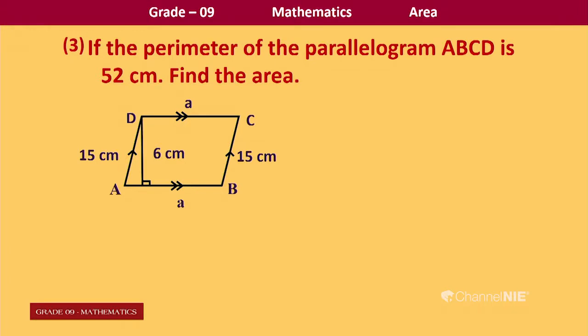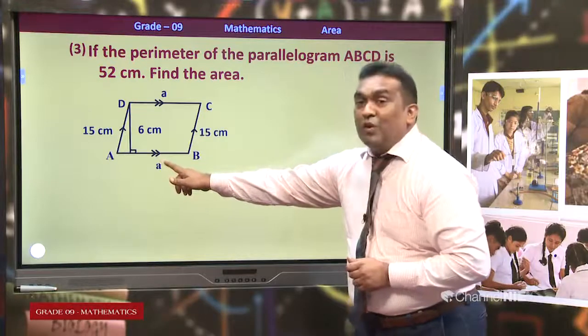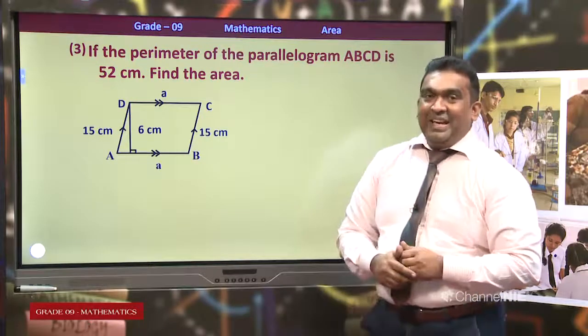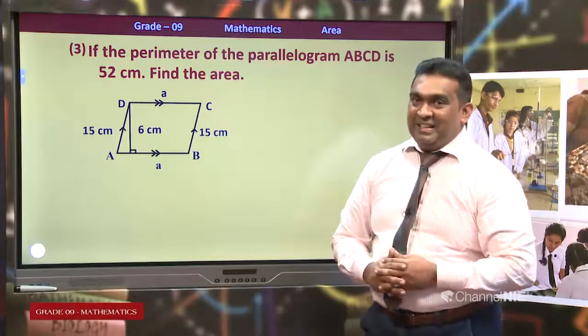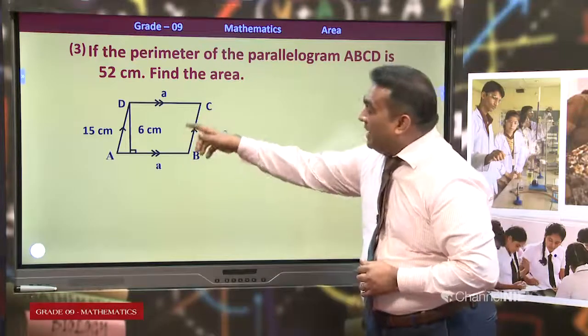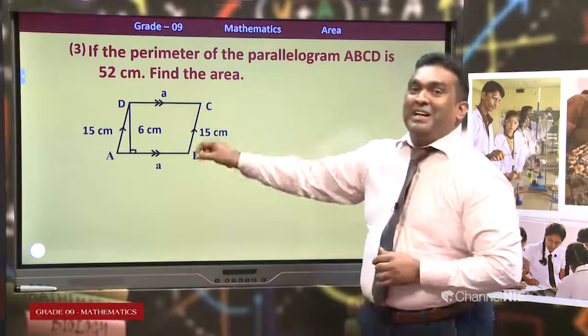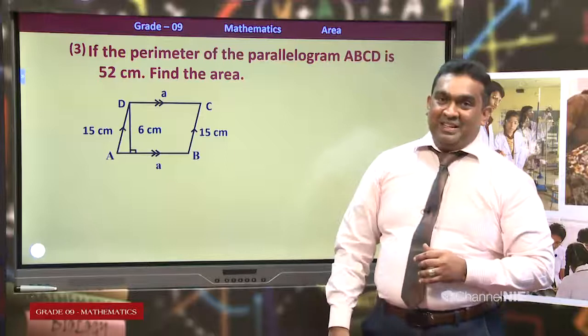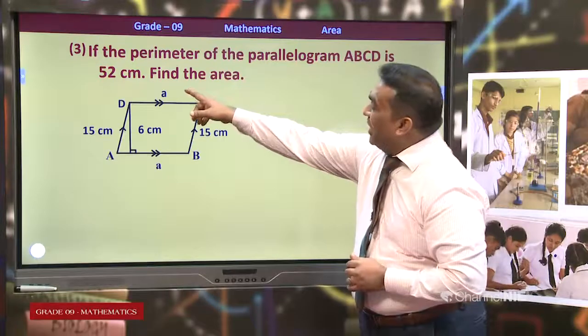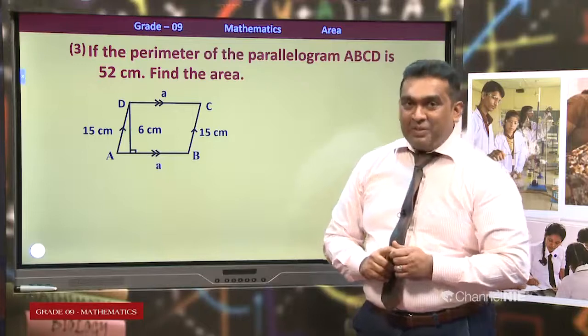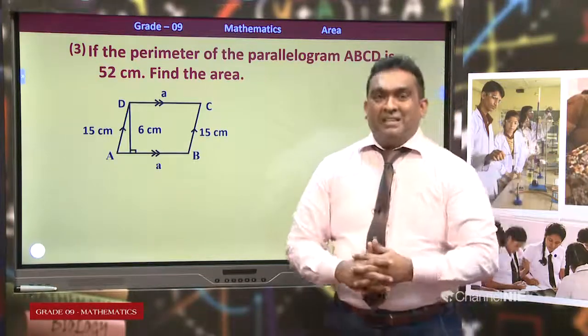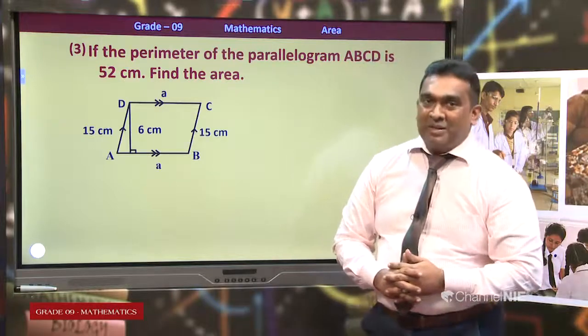If you want to find the area, you want to get base and perpendicular height. Then if you want to find out base, you want to find out simple A. A means a side length, right? Now you have to make an equation in terms of A to find out the value of AB. That is why we have that perimeter 52. 52 is the sum of lengths surrounding the parallelogram.